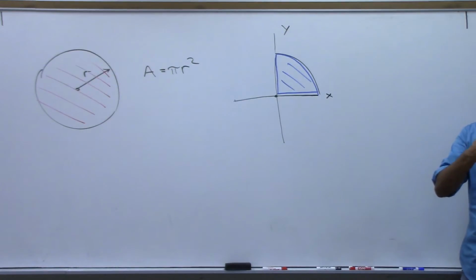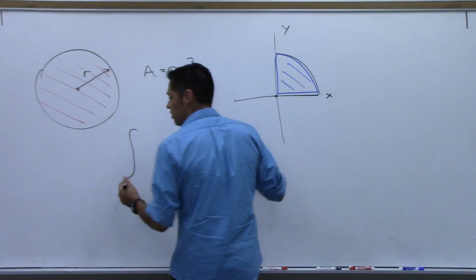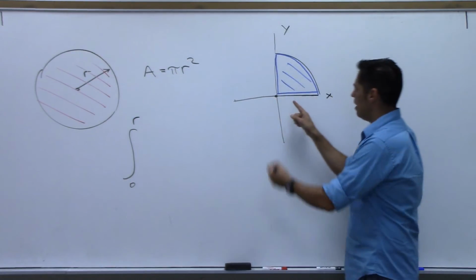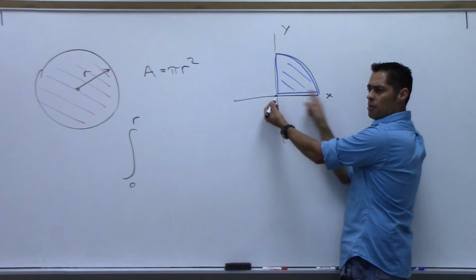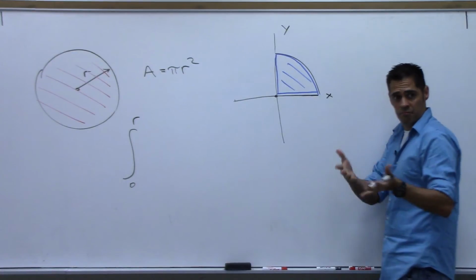Okay, it's going to be an integral. Hopefully you see that. It's an integral, right? It's the area. And you said 0 to r. Very good. We're going to go 0 to r because we know that the x value is going to have to range from 0 to r, isn't it? This is an arbitrary circle. The radius is r. Okay, good. Now, what?